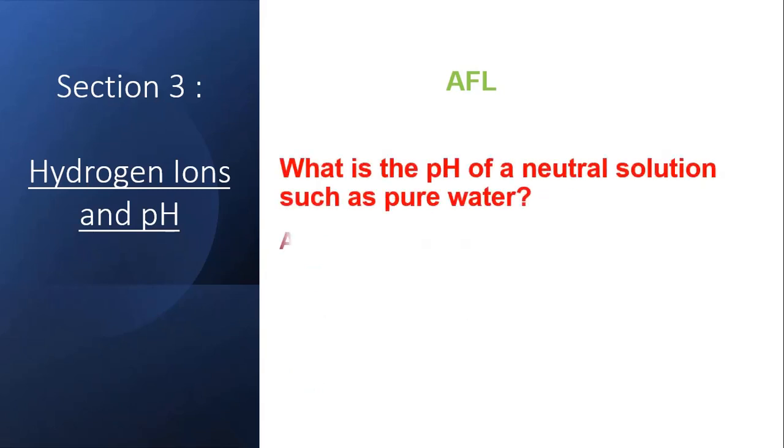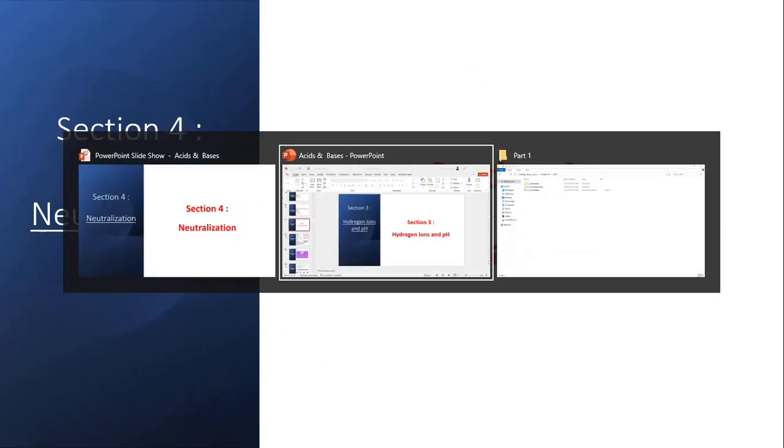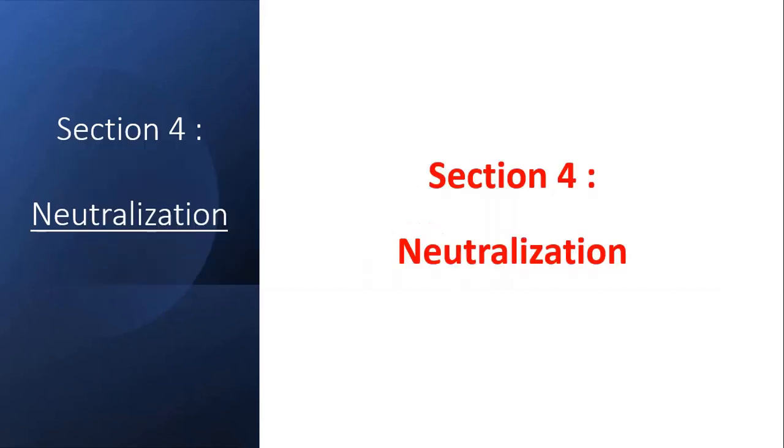Okay, and that's it. What is the pH of a neutral solution? Of course, it's 7, like pure water. That's it for now about section 3. Let's move on now to section 4.